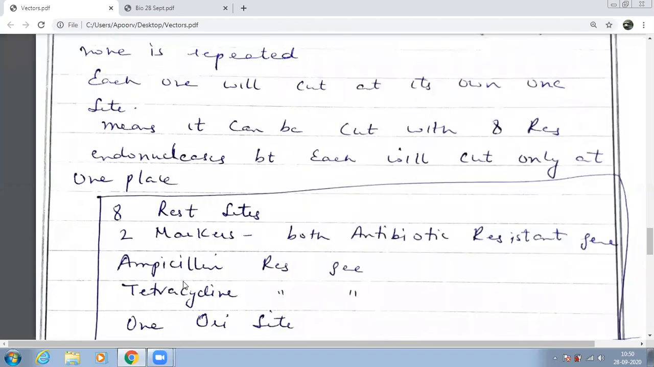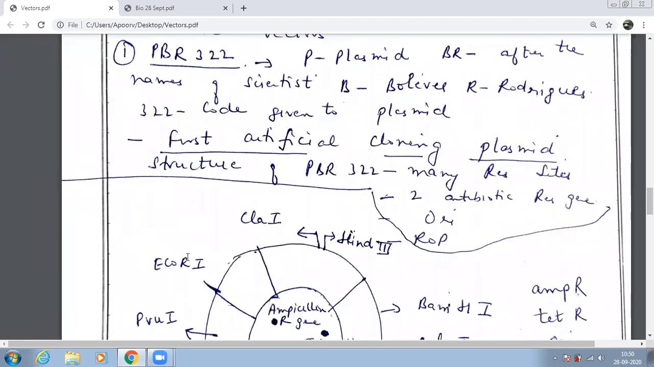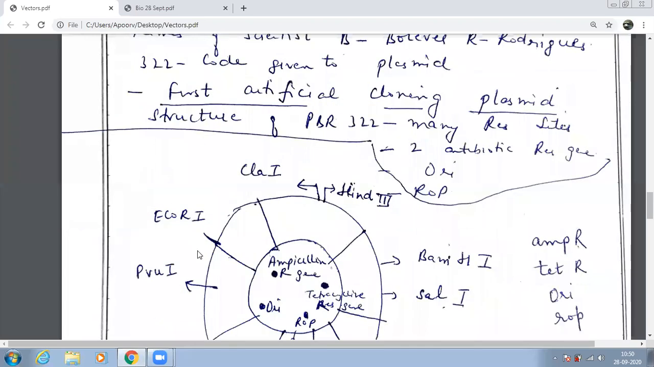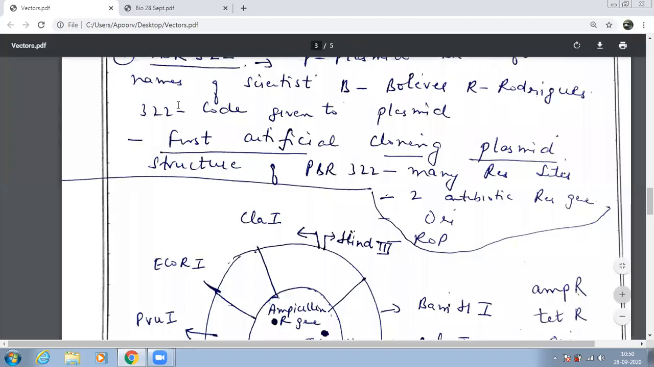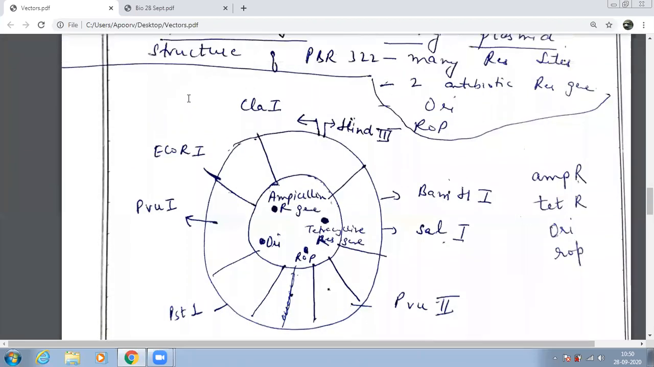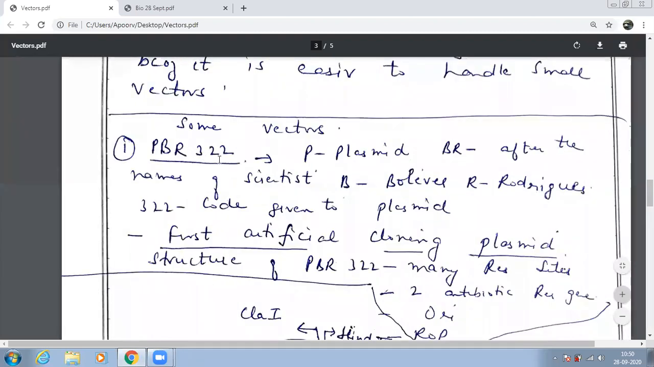So very quickly, I'm going back to my last topic that I started. We are doing vectors, pBR322. You have this one only in your syllabus. You have this figure also in your books. What does pBR stand for? Quickly tell me before I move on to the next topic. p stands for plasmid, B stands for Bolivar, and R stands for Rodriguez. 322 is the code which is given to the plasmid.